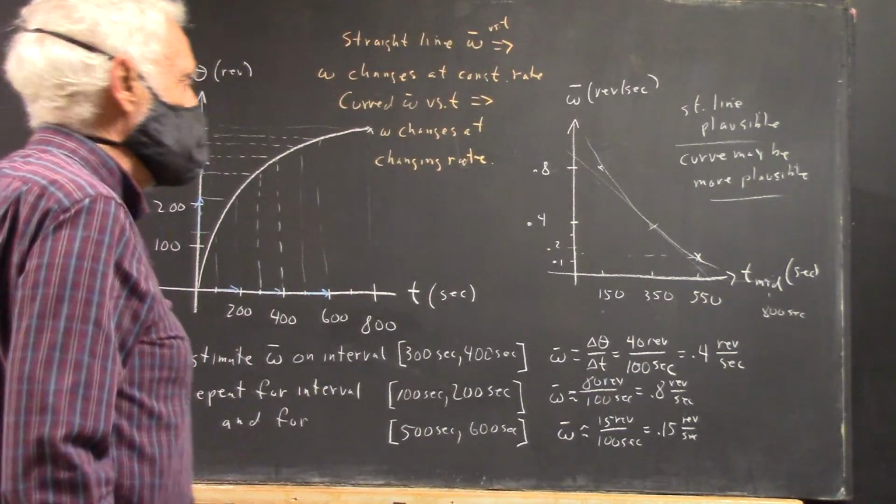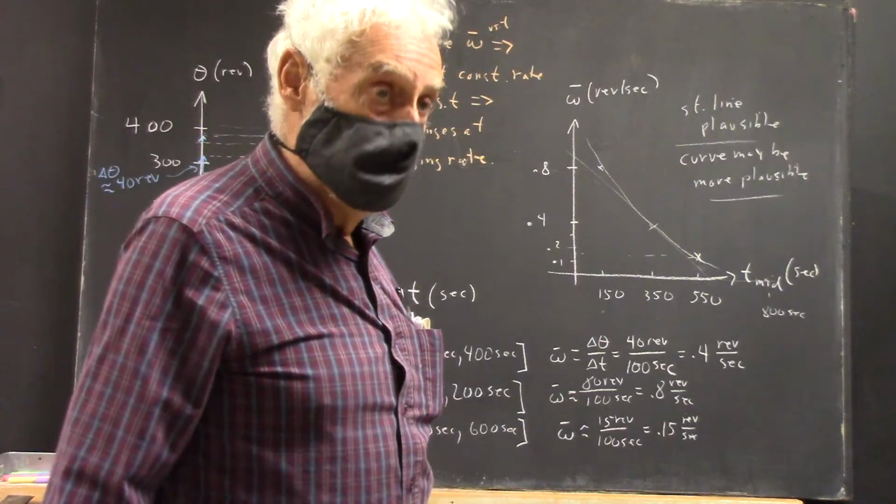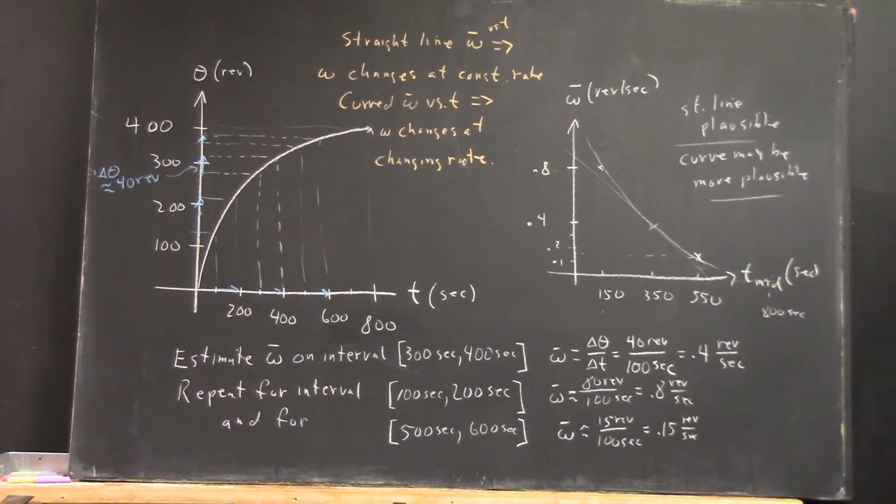Okay. If the curve is like this, like it appears to be from the curve that I drew and the analysis we saw, then your rate of change of omega would be doing what? Would it be increasing or decreasing?